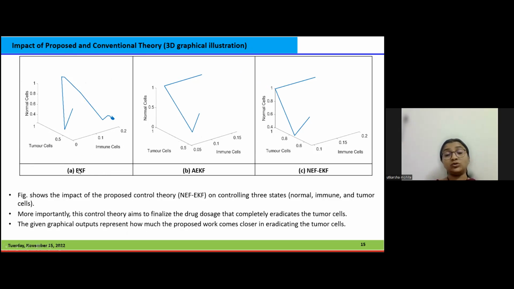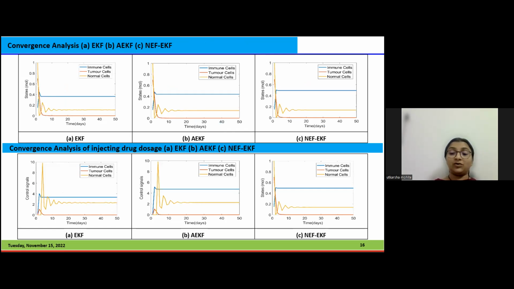This was the proposed method which I have referred to, that is the extended Kalman filter, adaptive extended Kalman filter, and non-linear error function based extended Kalman filter. When we designed our controller, it seemed that the amount of tumor cells, immune cells, and normal cells which were hampered by giving the amount of drug to the particular patient were less, and in a less time the cells were discovered or treated.